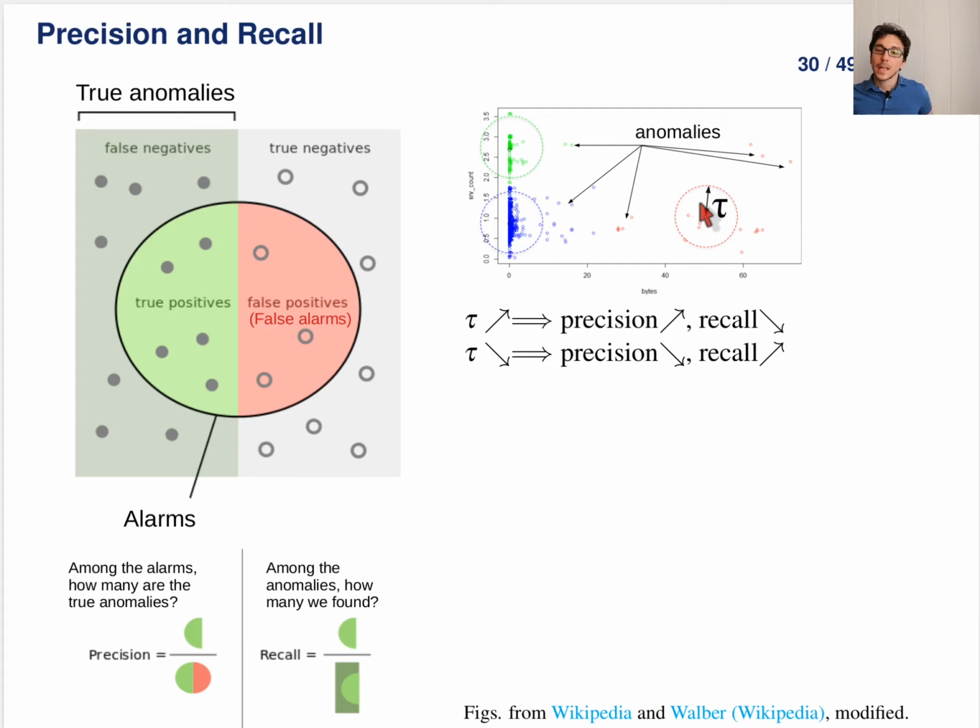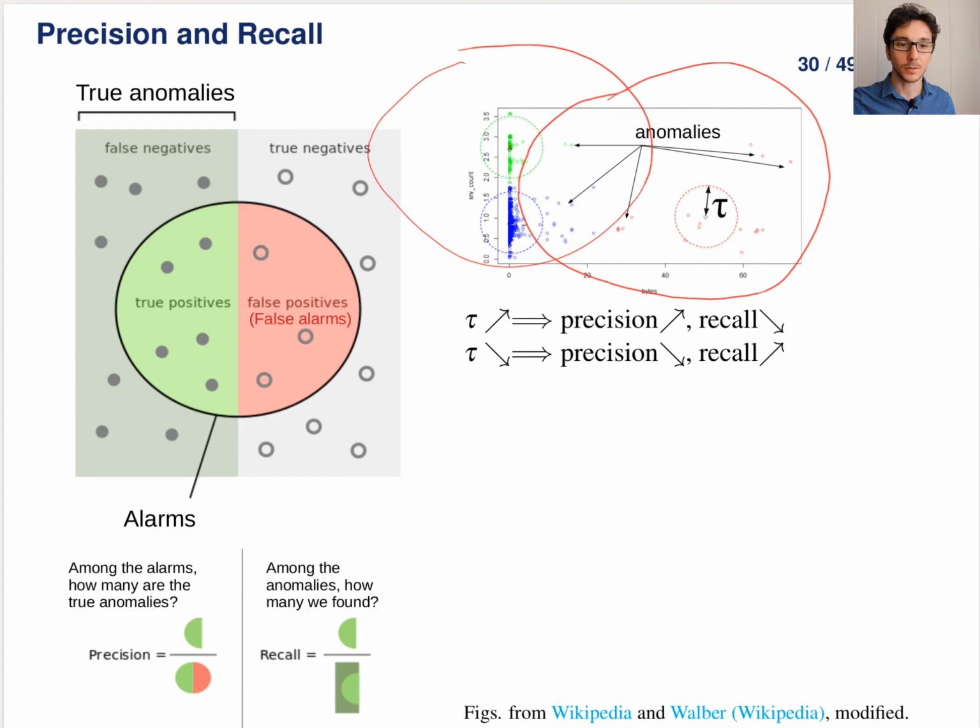So if this tau is very big, suppose this tau is like this around this centroid, and then this is the tau around the other centroid, and this is the tau around the other centroid, you see that you are considering all the points normal. This means that your recall is very low because you are missing a lot of possible anomalies, because you included them into this very large tau.